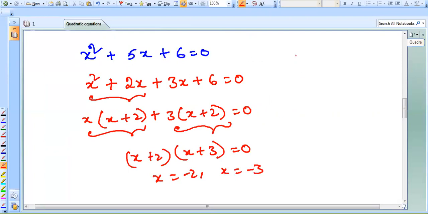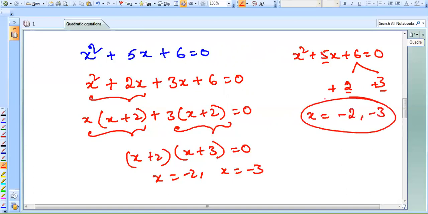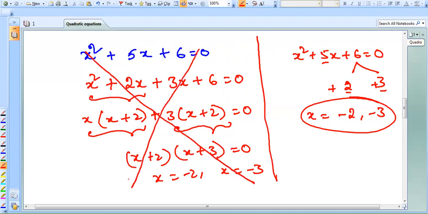But the same thing you can do like this: x square plus 5x plus 6 is equals to 0. Here 2 and 3, their addition is 5, so plus 2 plus 3, and the x values will be exactly the opposite signs, that is minus 2 minus 3. The answer is x value minus 2 minus 3. So what is the difference between here and here? Here this much of expansion is a time waste process.